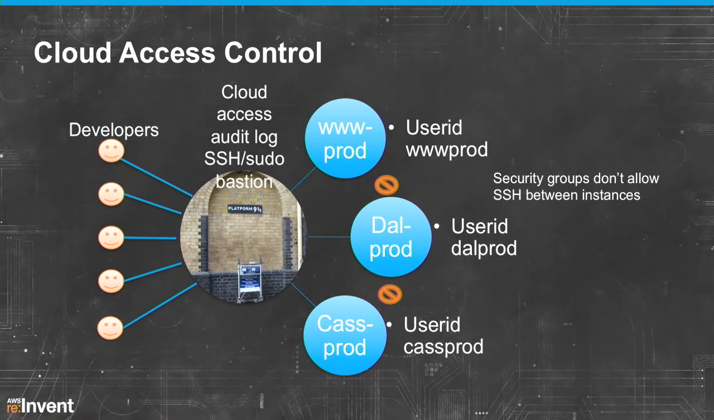You want to log into these machines, and we want to audit that you're doing that. So we set up a Bastion machine, some kind of gateway, and get all the developers to log into that. And that machine knows how to sudo into any machine in the cloud. And you can audit who logged in where.